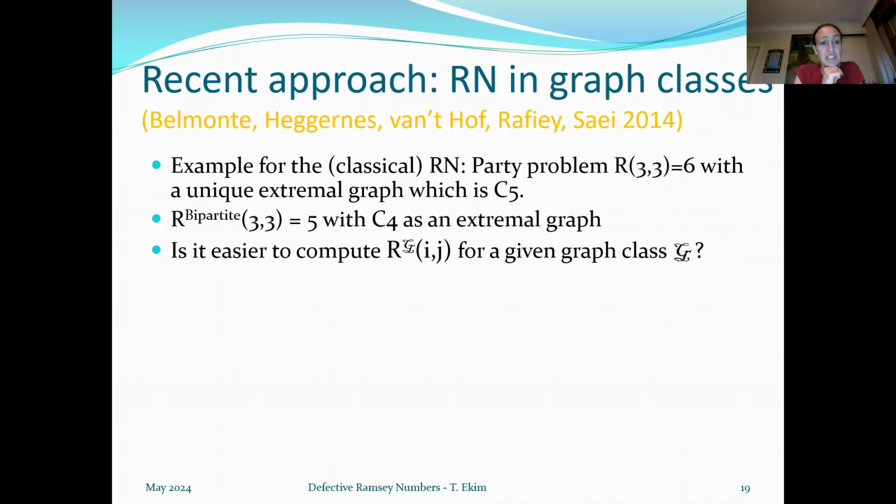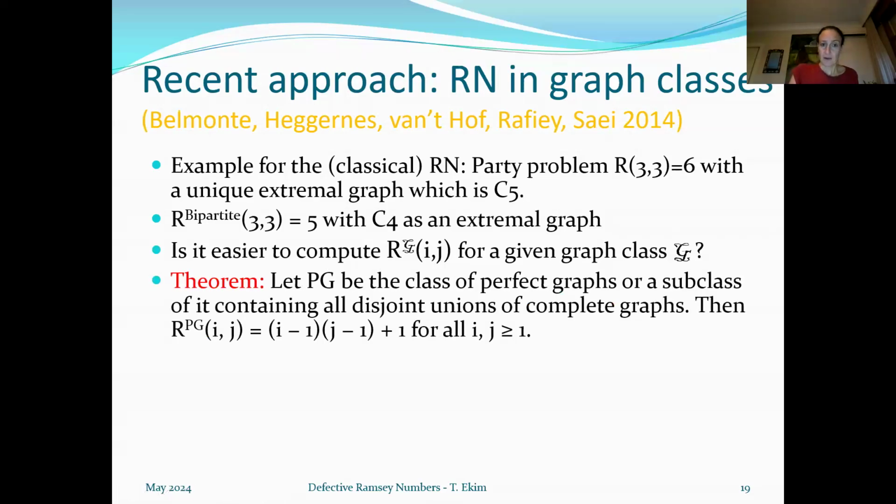And okay, let me first mention two important results from that paper, still on classical graph Ramsey numbers. Is it easier to compute a Ramsey number in a given graph class G or not? What do you think? So in that case, for R33, it was kind of easier for bipartite graphs, right? Because it reduces the structure, and this helped us to conclude. Well, they show two important results.